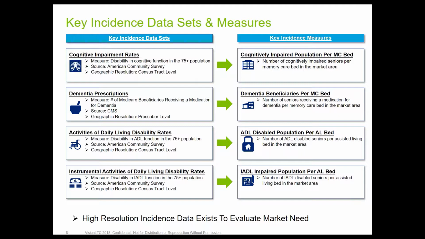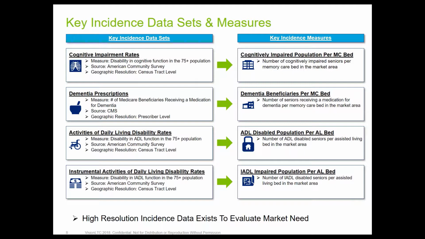So the first data set I'll talk about is rates of cognitive impairment. It's a measure of the disability and cognitive function in the 75 plus population. It's collected at the household level by the Census Bureau, the American Community Survey, and then they publish that data at the census tract level, which is about as low of a geographic resolution as you'll typically see. So that allows us to really get that data at a very granular level.